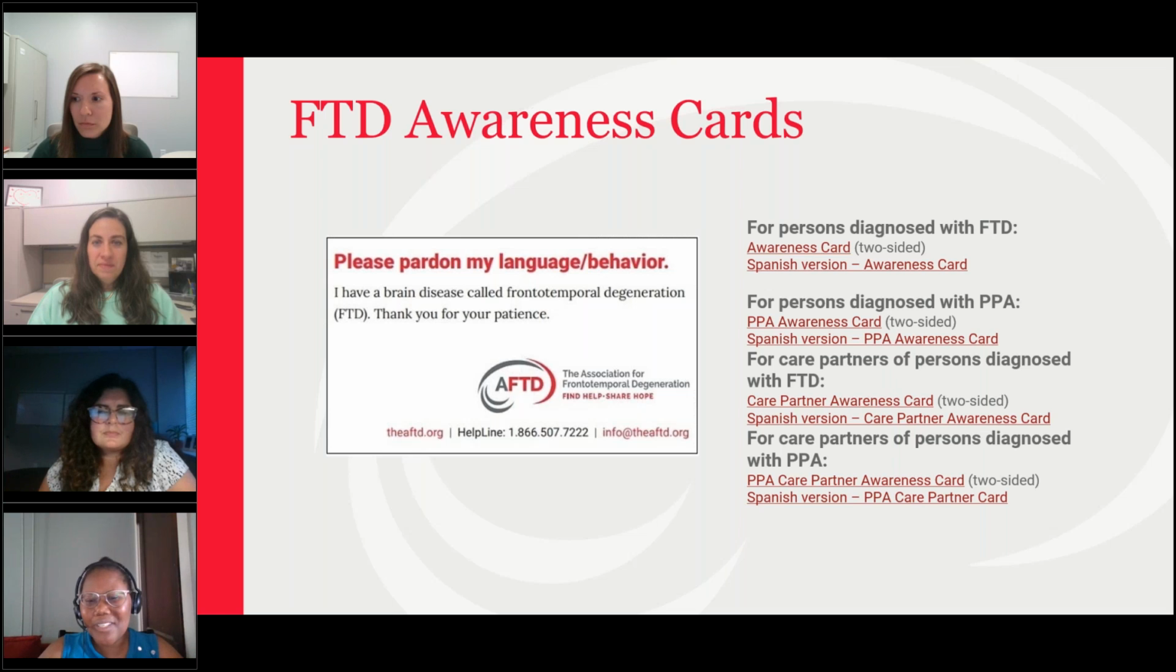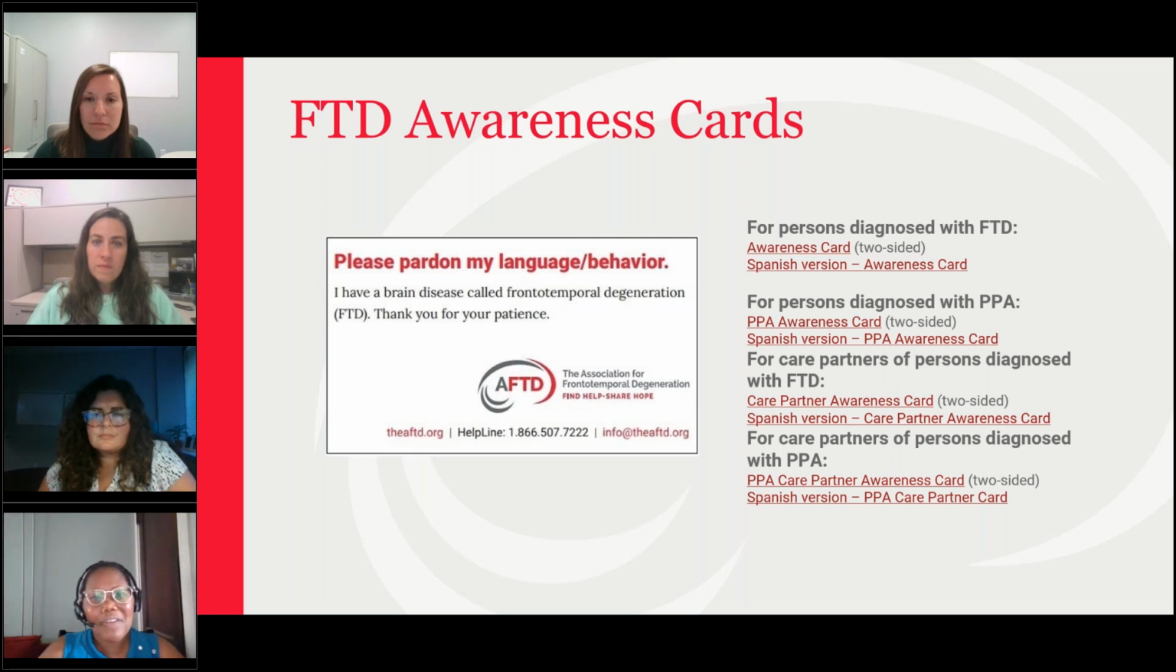Those resources are typically located under our resources page, where there are versions for care partners, for a person with a diagnosis, and also the FTD and PPA cards. They can be helpful to educate and raise awareness with care partners, family members, or basically anyone you encounter, to help them better understand FTD and what you and your loved one are going through.